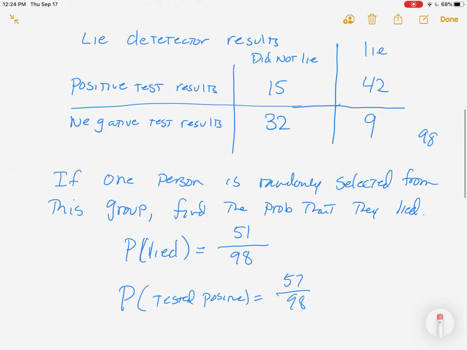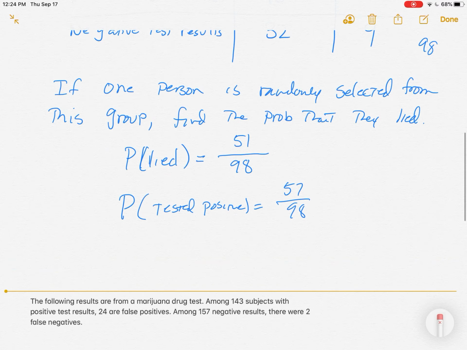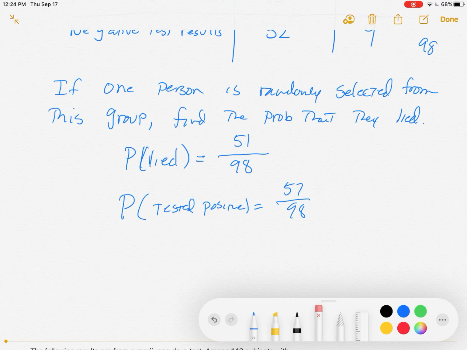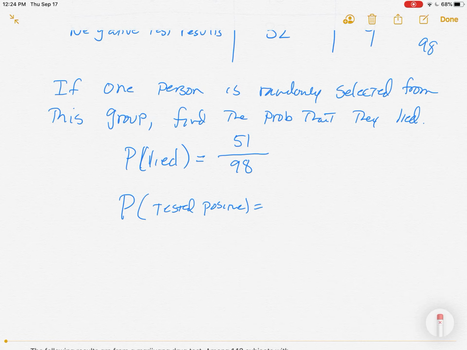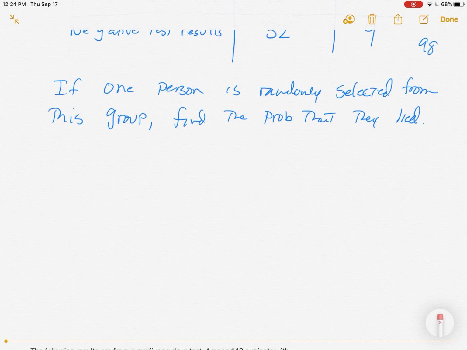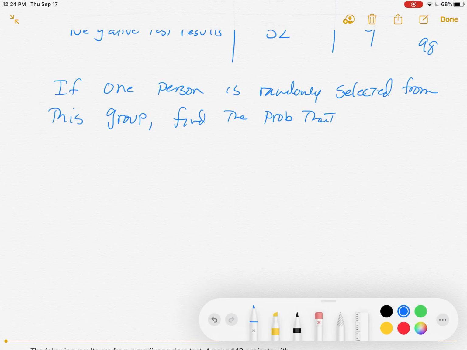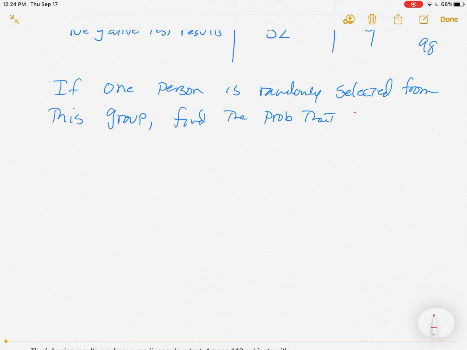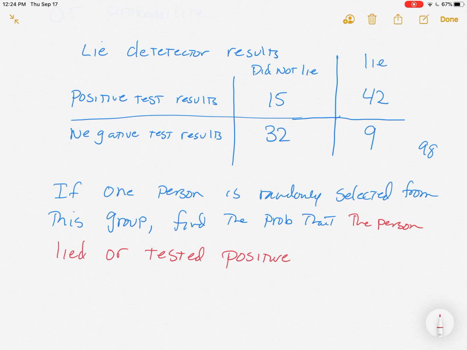Now, what makes this section unique is something like this question right here. So if you're okay, I'm going to erase these guys right here and ask another one. Find the probability that, and here's what it's going to say, I'll put it in a different color for the new section, that the person lied or tested positive. Now, they're going to tell you a formula for this, but don't use the formula. The formula is crazy. Just think about it.